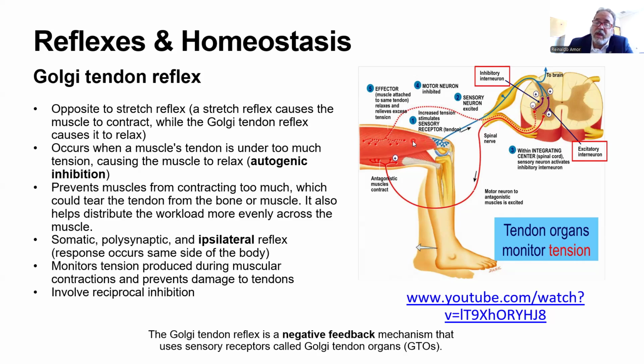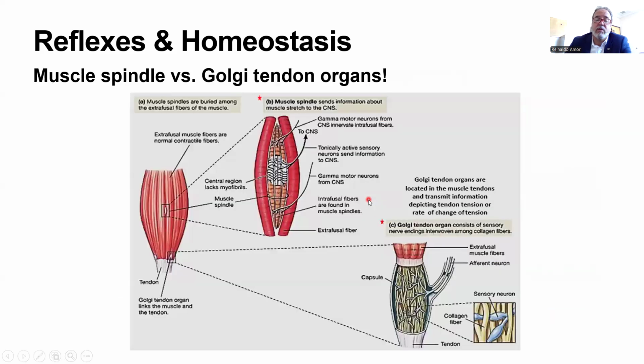You can also see that another interneuron here has a stimulatory effect on the hamstring muscles, so that you can flex your knee. So it's antagonistic, you see? That's preventing this muscle from exerting too much tension on the tendon. It's a protective reflex. Let's continue.